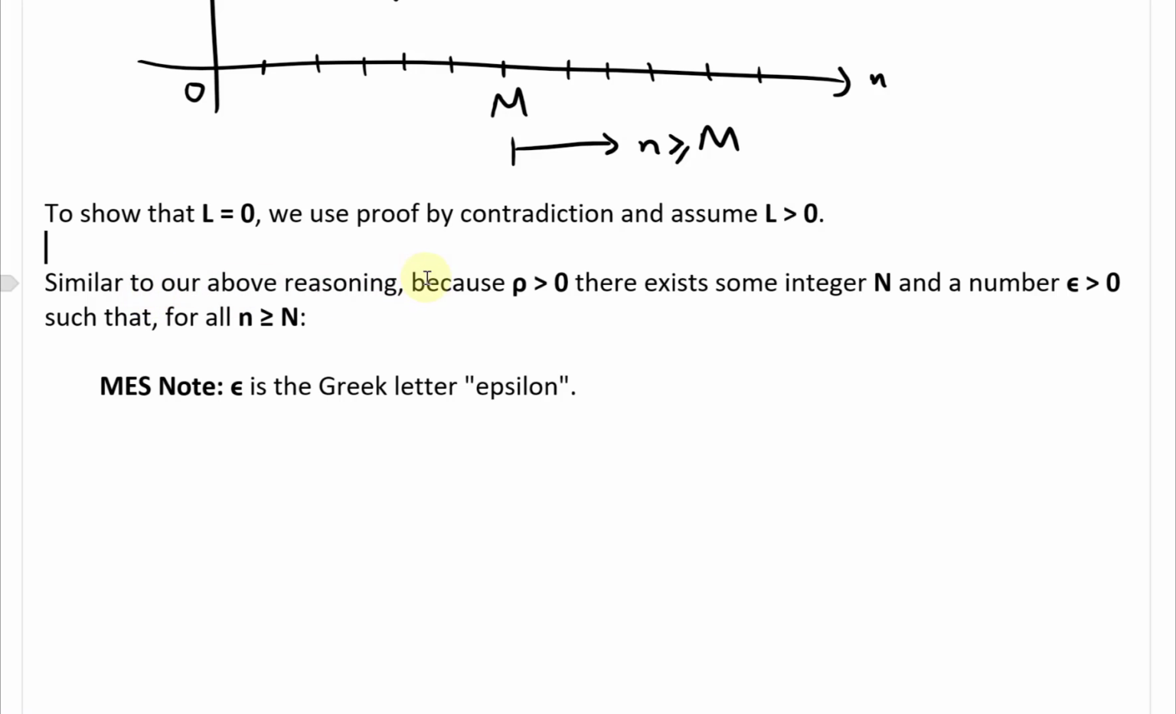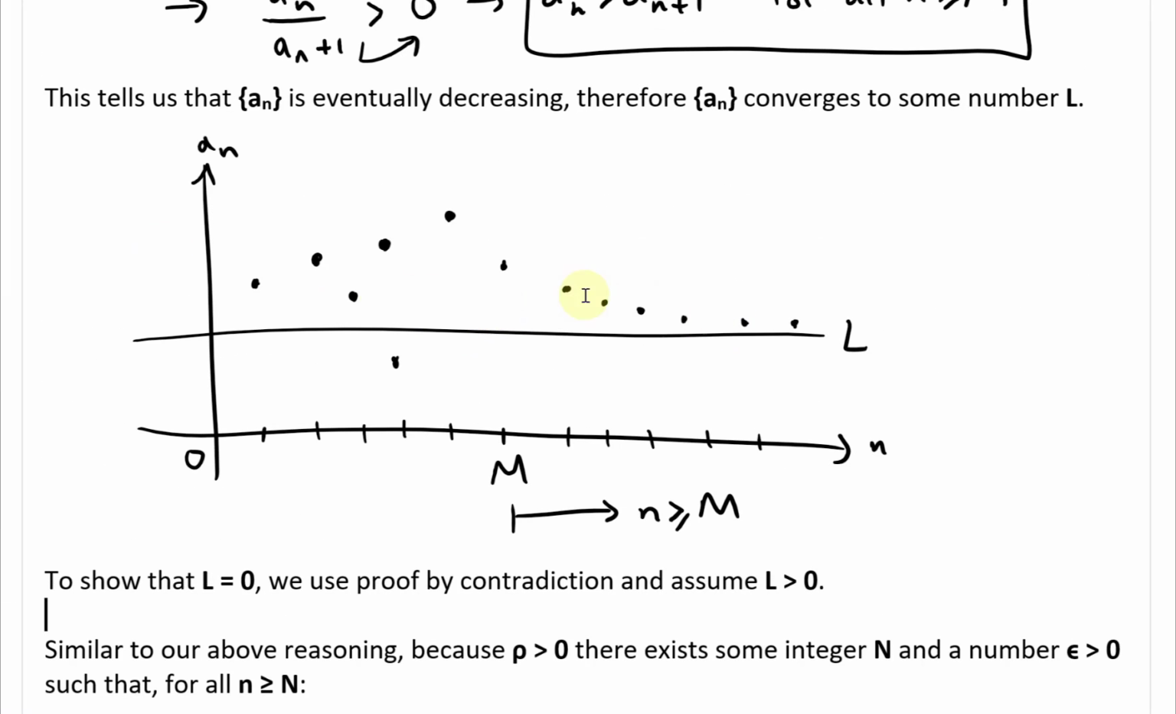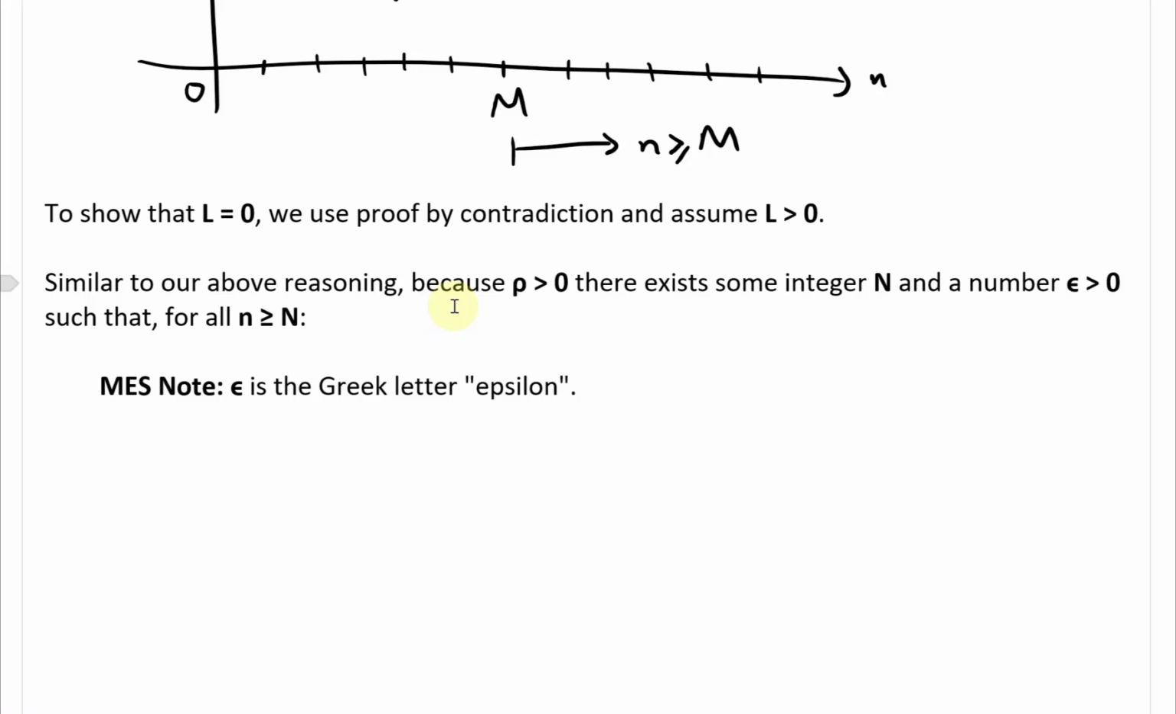Similar to our above reasoning, as we were doing all the time, drawing the graphs, because rho is greater than 0, there exists some integer capital N and a number epsilon greater than 0, such that for all n greater than or equal to N. Also note epsilon is a Greek letter, written like an E. So there exists some integer capital N and a number epsilon greater than 0, when rho is greater than 0.